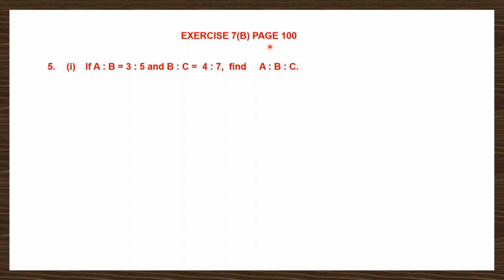Exercise 7b is on page number 100. We are with question 5, first one. If A is to B is equal to 3 is to 5 and B is to C is equal to 4 is to 7, find A is to B is to C.